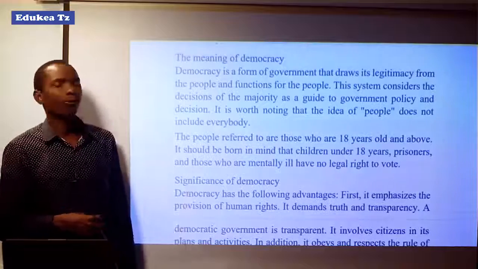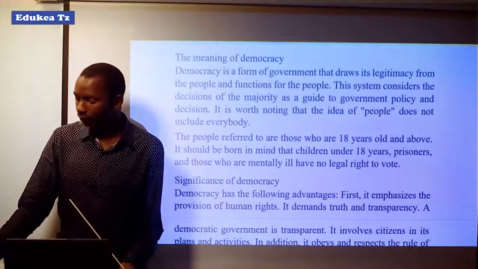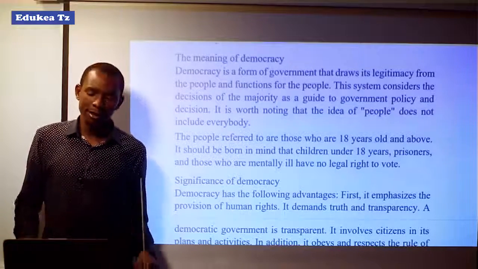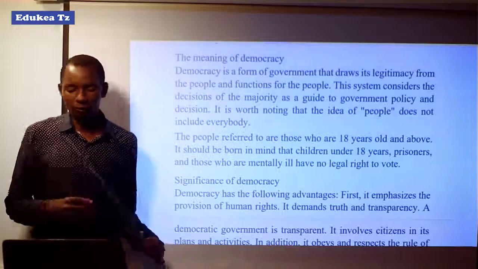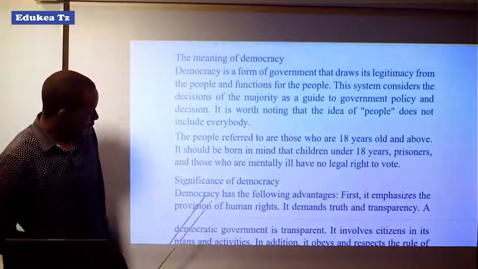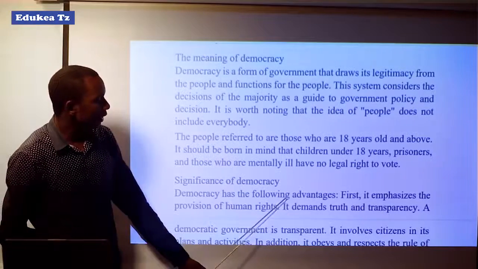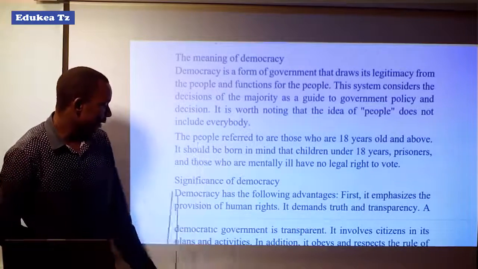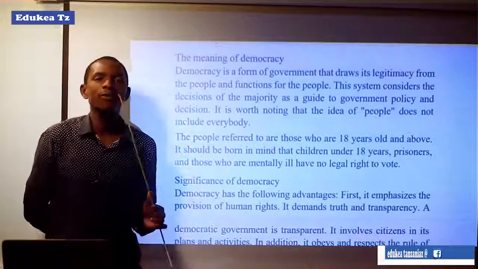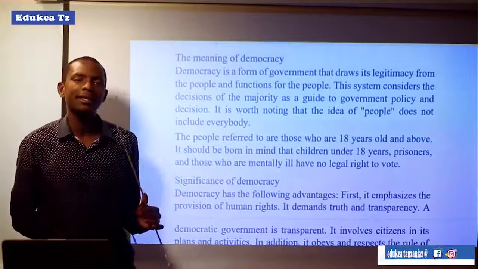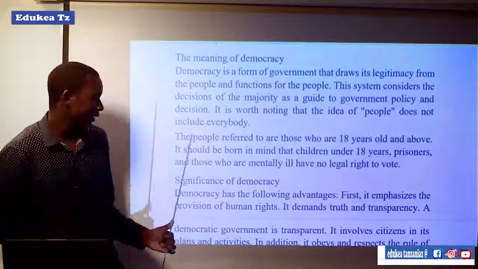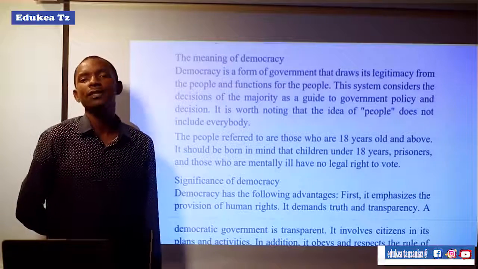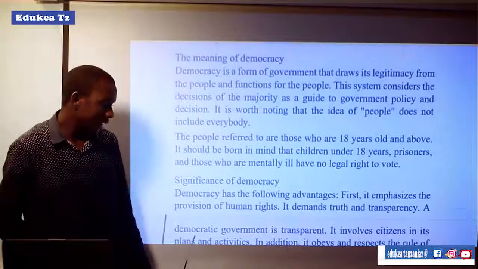The significance of democracy. What are the advantages of a democratic government, or of democracy? Democracy has the following advantages. The first one is that it emphasizes the provision of human rights. One important thing emphasized in a democratic government is that it ensures the provision of human rights. Human rights are highly considered in a democratic government.